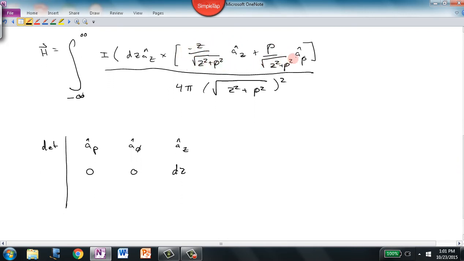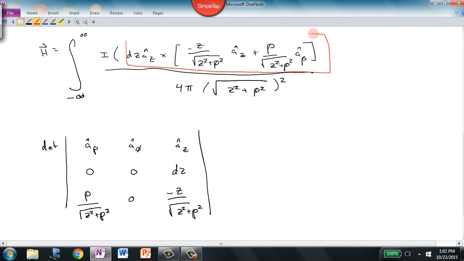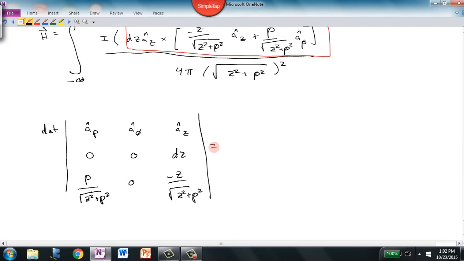The second element of the vector cross product is this portion of the numerator right here. It has, in the rho direction, a magnitude of rho over the square root of z squared plus rho squared. It has no component in the phi direction, and in the z direction it has a magnitude of minus z over the square root of z squared plus rho squared. So there is the vector cross product. That portion right there. So fortunately this isn't actually too difficult to solve.